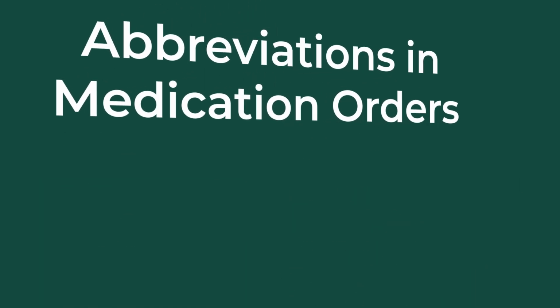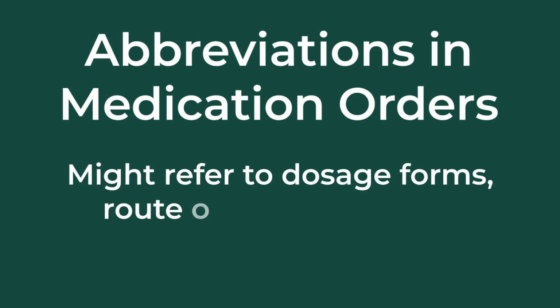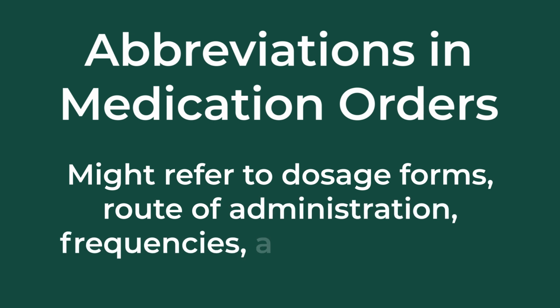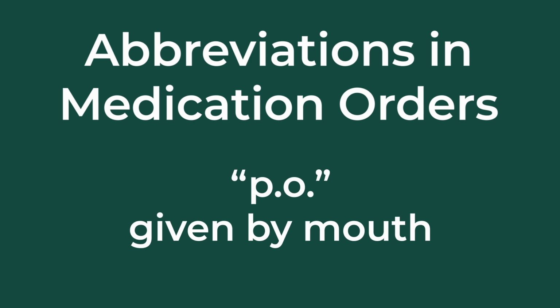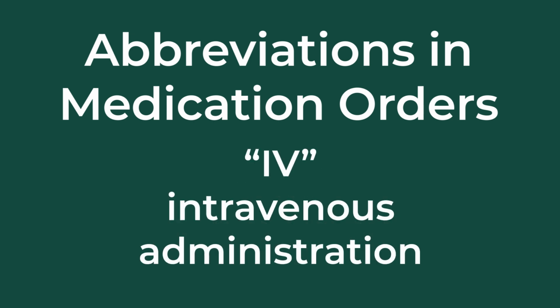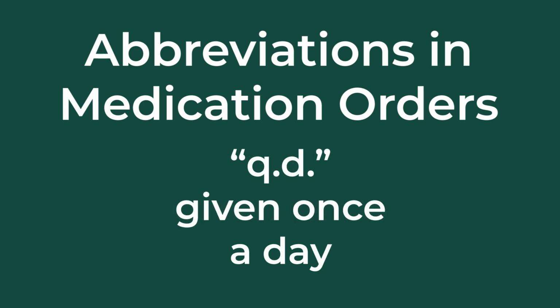You will also come across a variety of abbreviations in medication orders. These abbreviations might refer to dosage forms, routes of administration, frequencies, and instructions. For example, PO means the medication should be given by mouth, and IV refers to intravenous administration. BID means the medication should be given twice a day, and QD means once a day.